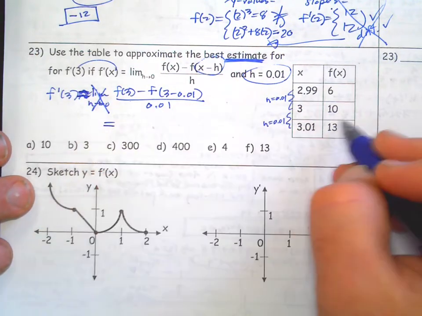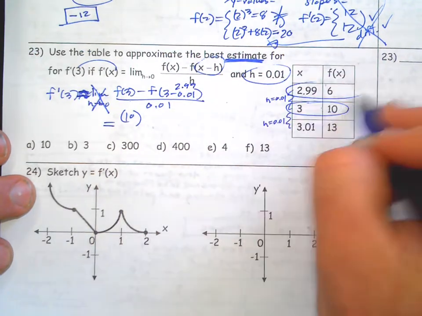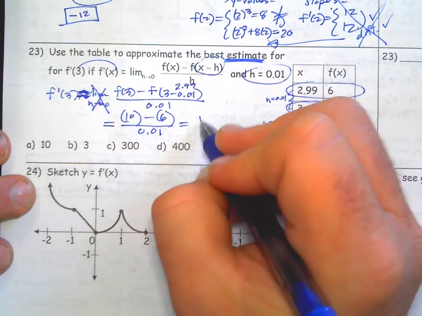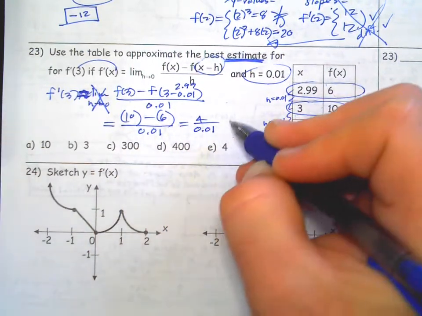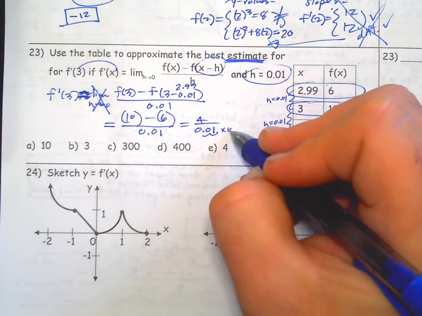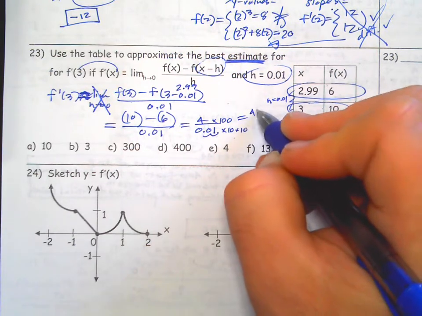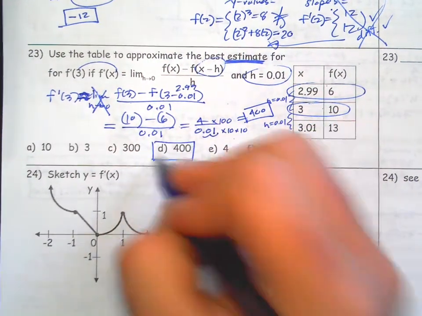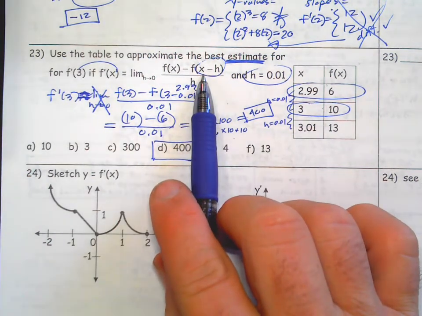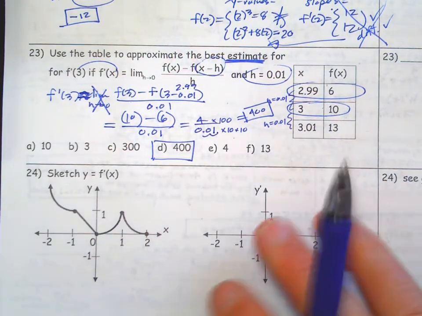So then from the table, f of 3 is 10. And this would be f of 2.99, which is 6, over 0.01. That gives you 4 over 0.01. You can move the decimals over so you don't have decimals. You have to multiply by an extra 10 to move the decimal place over. In order to do the bottom, you got to do the top. So this is going to be the same thing as 400. That's your estimate. Okay, so you're using values from the table. This is a left-sided difference quotient, and whatever difference quotient they give you, you're going to use that and pick the right values, plug them in, get the answer.